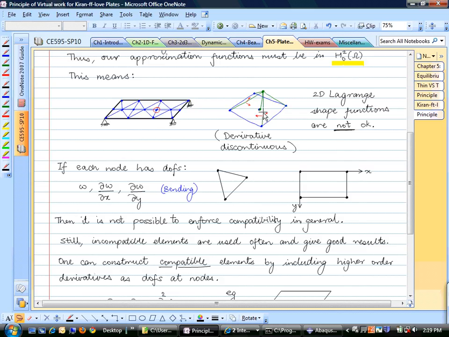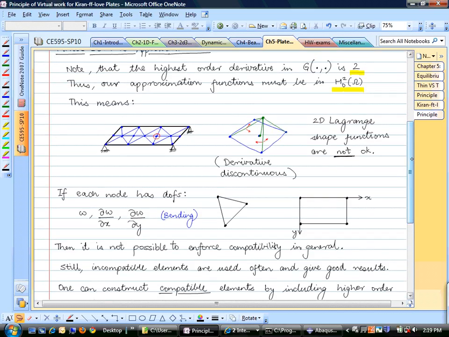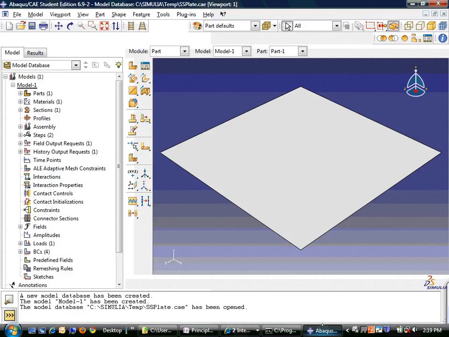And it is not trivial to actually construct these derivatives, especially when you have isoparametric map. So you can imagine there's a parent element, you have to map it to an actual element, and in the actual element, your derivatives must match. So this remains an active area of research. But let me just give you a small Abaqus example for a simply supported plate.